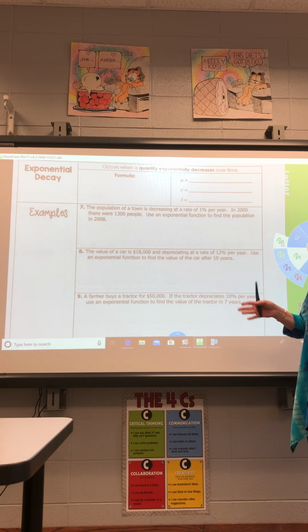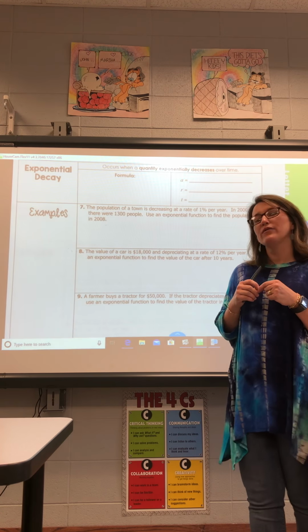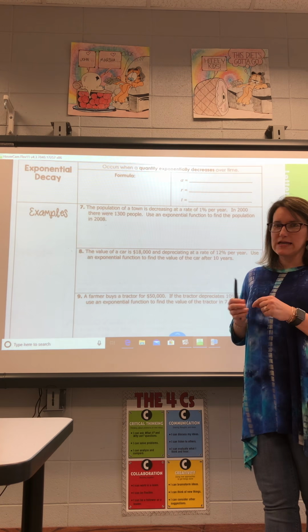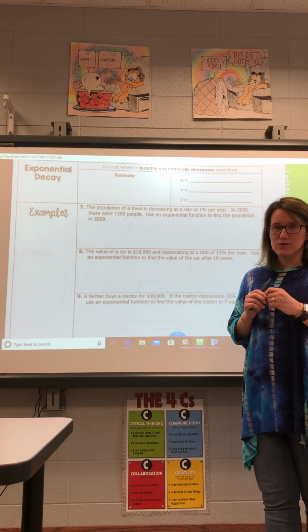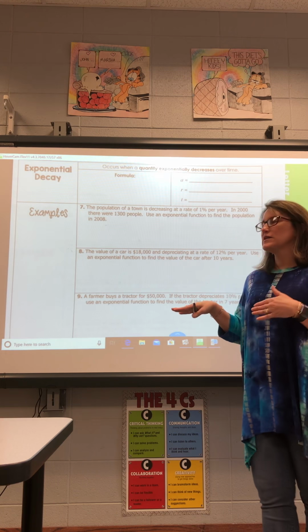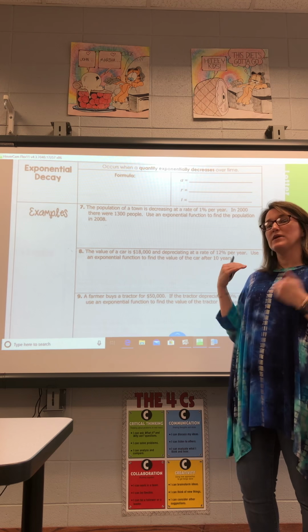So here we have exponential decay. In the previous lesson, you had growth, which was 1 plus your rate as a decimal. With exponential decay, you're going to do 1 minus your rate as a decimal. So let's fill in. This sheet is found on your haiku page, or pause the video and zoom in, however you're most comfortable.